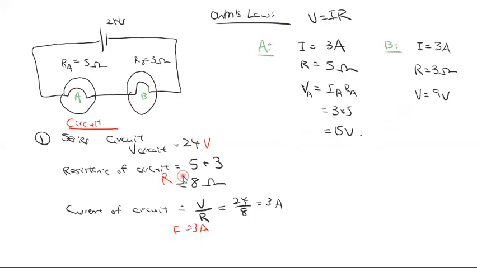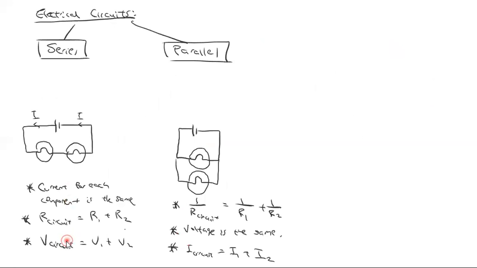And can you see that what we're saying is sort of true? For example, 5 plus 3 is 8, which matches that law that we said for a series circuit. And check out the voltage: 15 plus 9 is 24. So the voltage drops are the sum as well. And check out the current. The current for the circuit is 3, and for A and B, it's 3.